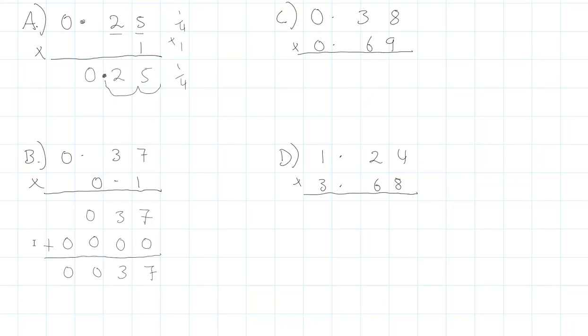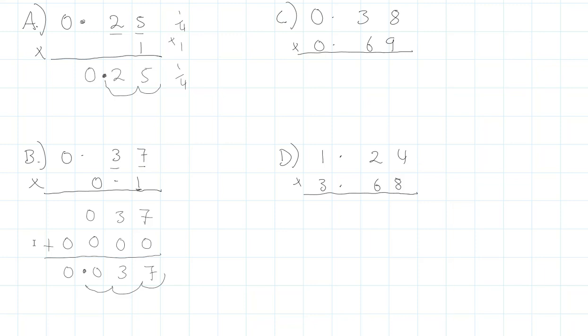So let's look at the sum. There's 2 numbers after the decimal point in the first line, and there's 1 number after the decimal point in the second line. So we need to come in 3 spaces. So let's go in 1 space, 2 spaces, and 3 spaces. And our answer to 0.37 multiplied by 0.1 is 0.037. Okay, let's move on to a harder one now.